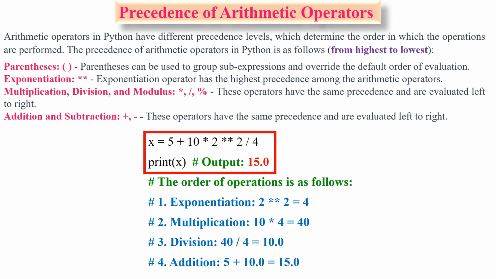Note that when dividing two integers in Python 3, the result is a float. Finally, the addition operator, plus, is evaluated. 5 plus 10.0 equals 15.0. Therefore, the final value of x is 15.0. When you print x, the output will be 15.0.